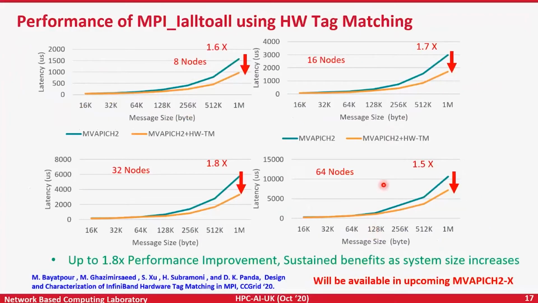We are trying to do similar things with hardware tag matching, which is also an in-network computing solution. Here again, we are trying to take advantage of the hardware tag matching. This is integrated with the MVAPICH2 stack and will be available in the upcoming MVAPICH2-X. Again, you can see that with tag matching, we can deliver better performance for non-blocking all-to-all, by a factor of 1.7, 1.5x.